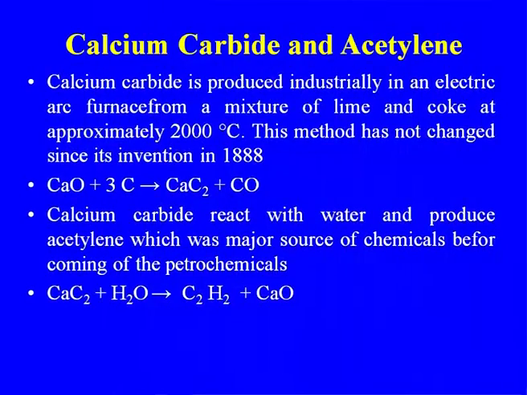So earlier, before the coming of the petrochemical complex, it was the calcium carbide, and from the calcium carbide to acetylene, and that acetylene was being used for the manufacture of a large number of chemicals. So this is the process of calcium carbide to acetylene production. After adding the water, you produce acetylene, and this CO we are again regenerating.